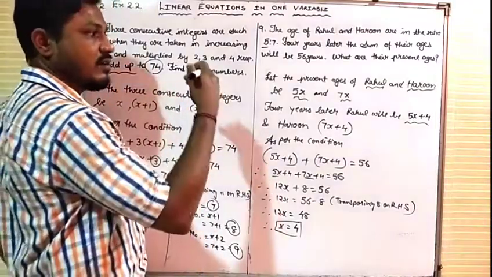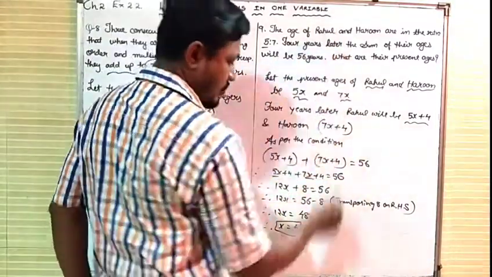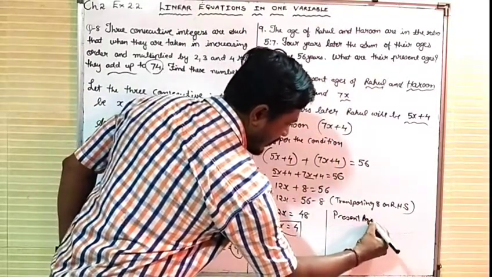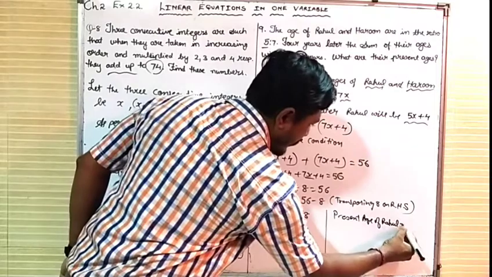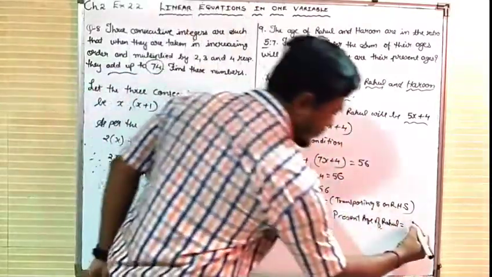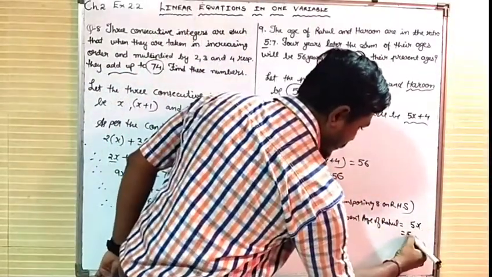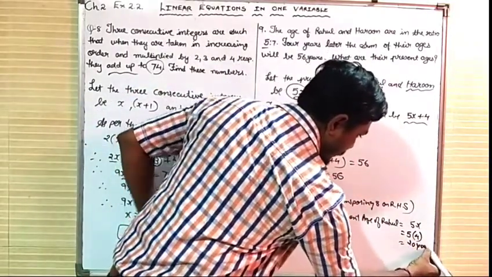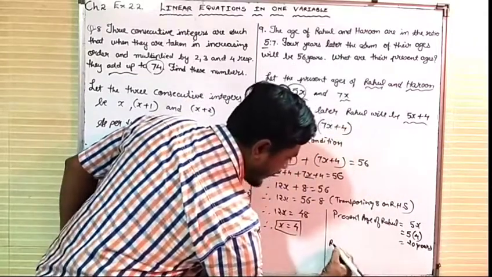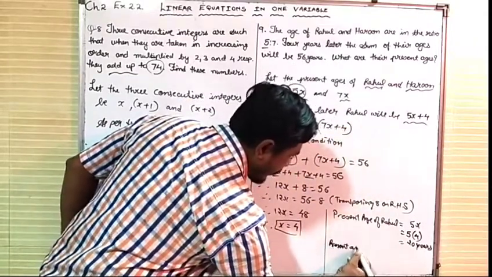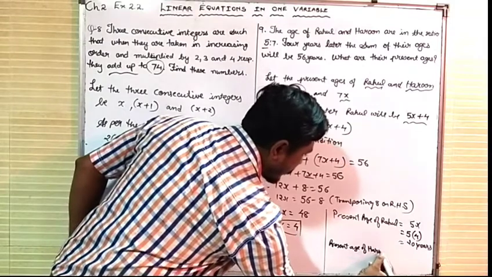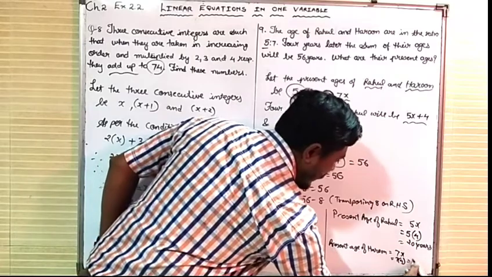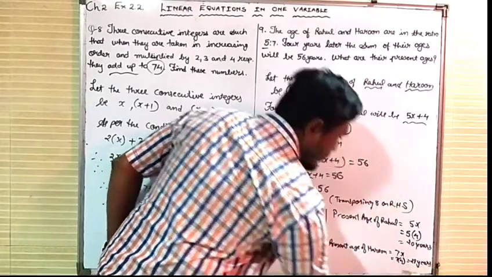So let us find the present age of Rahul and Harun. Present age of Rahul, which is 5x, that is 5 into 4 gives 20 years, and present age of Harun, which is 7x, 7 fours are 28 years. This is the present age.